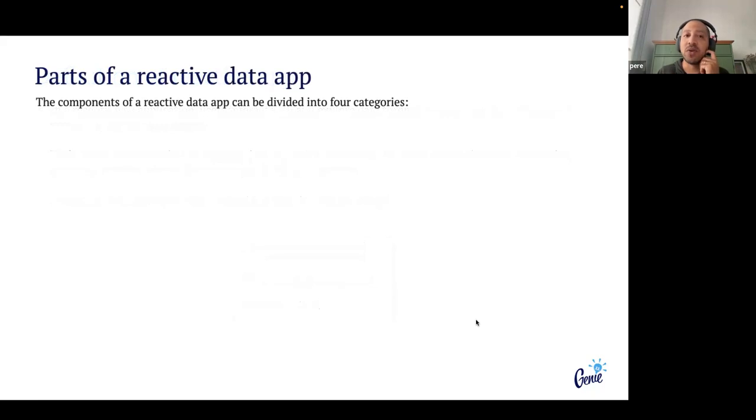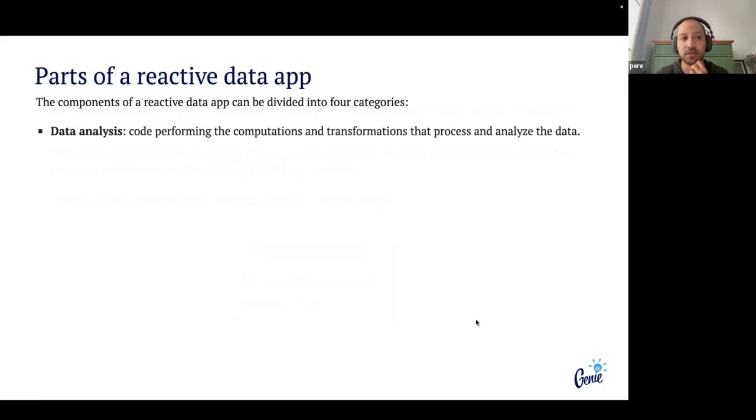Now, in order to implement a reactive data app, we have to implement 4 parts. The first one is the data analysis code, which is the code that will be performing the computations and the transformations that process and analyze the data.